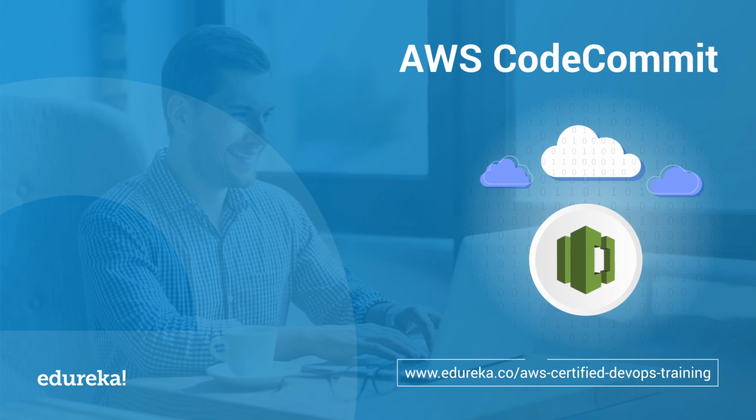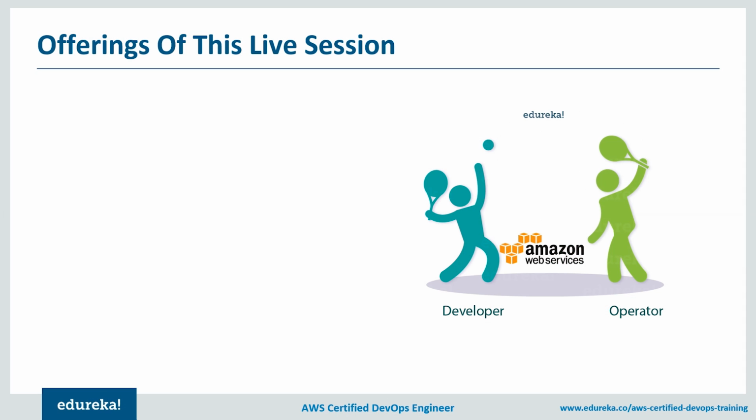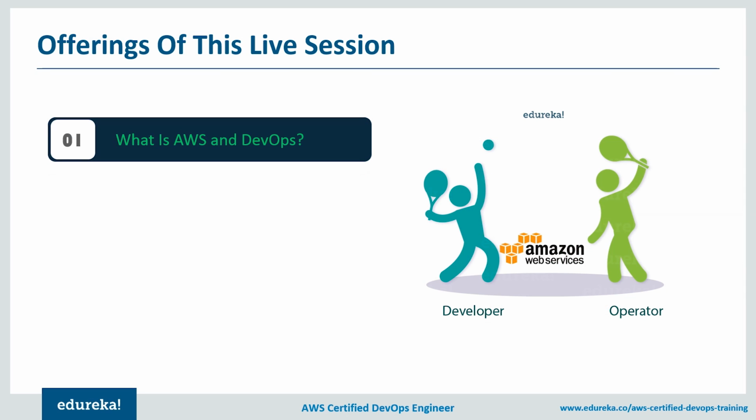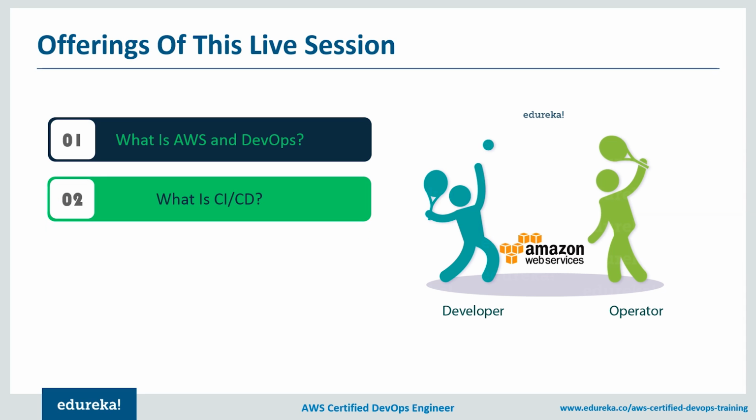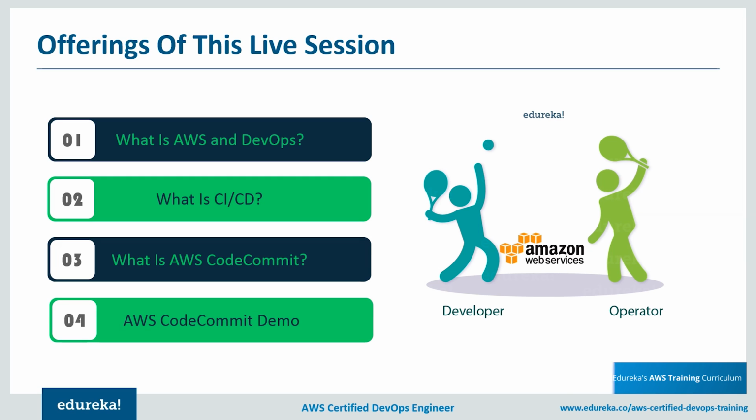In today's session, we would be talking about AWS CodeCommit. Before we get into the nitty-gritties of this topic, let us take a look at the offerings of today's session first. First and foremost, I would start this session by talking about what is AWS and what is DevOps. Then we would understand what is continuous integration and deployment. Moving further, we would get into the details of this particular service, that is AWS CodeCommit. And finally, I would finish things off with the demo part where I would give you a walkthrough as to how AWS CodeCommit service actually works. So I hope this agenda is clear to you guys. So let us not waste any time and quickly get started then.